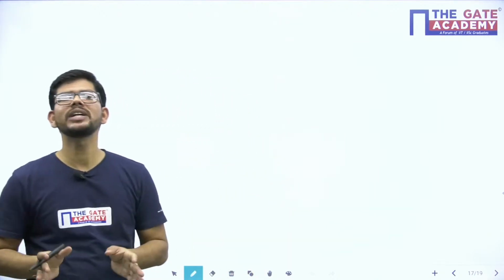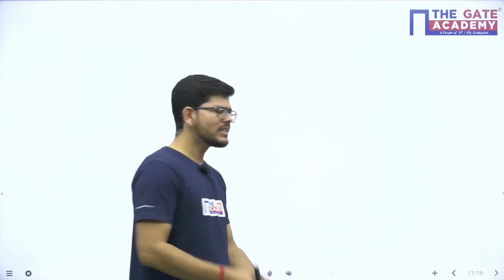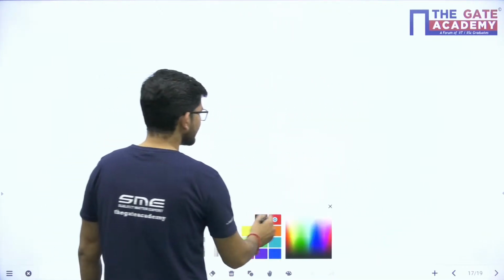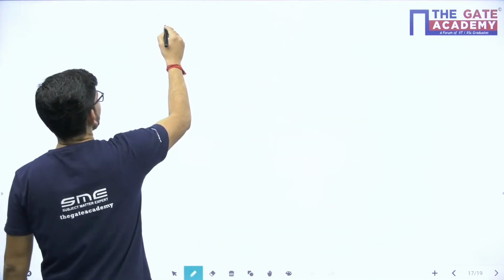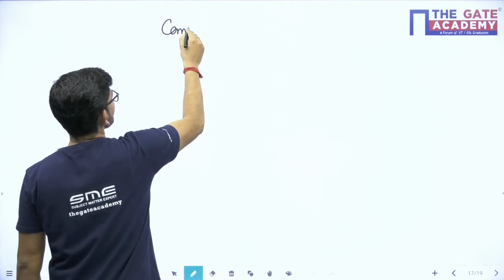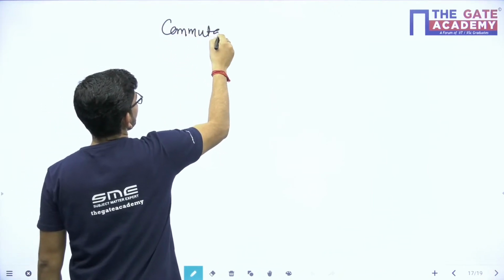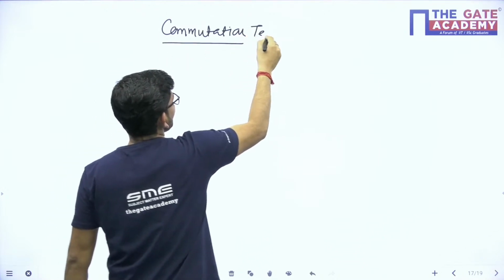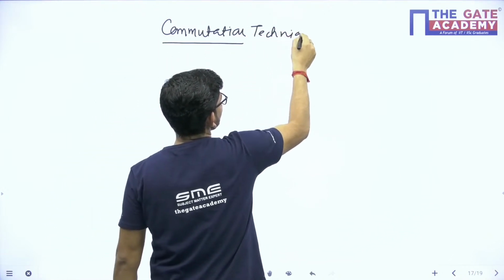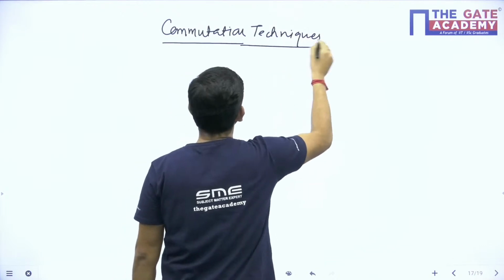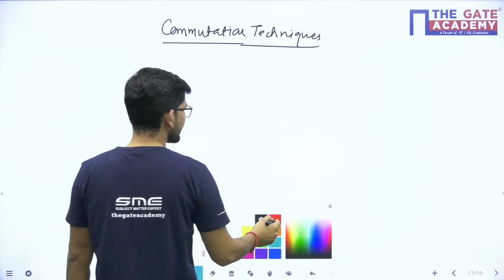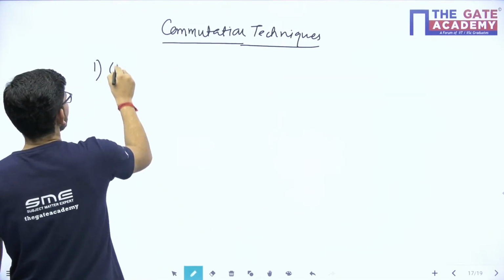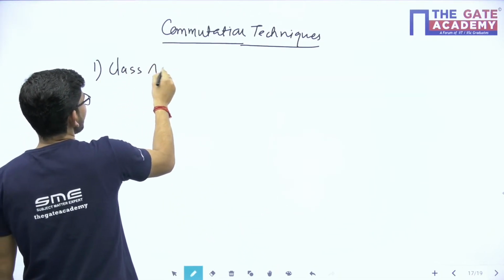So how the commutation circuits will operate, let us discuss one by one. So if I talk about commutation circuits and commutation techniques, what are the different techniques of commutation? So the very first one is class A commutation. We have with us class A commutation.